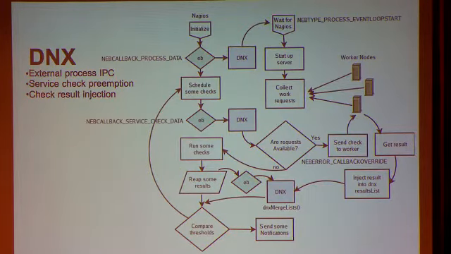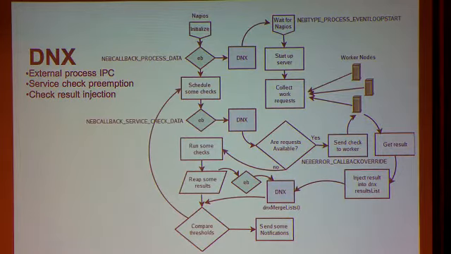So DNX is just a little bit more complicated. There are three things they do that I think are really interesting to people learning the Event Broker module interface. First, they do external process IPC, so there's an external daemon they have to talk to. They have to decide when to spin up the daemon, talk to it, and bring it down at the end, so you get to see the proper way to do all of that.